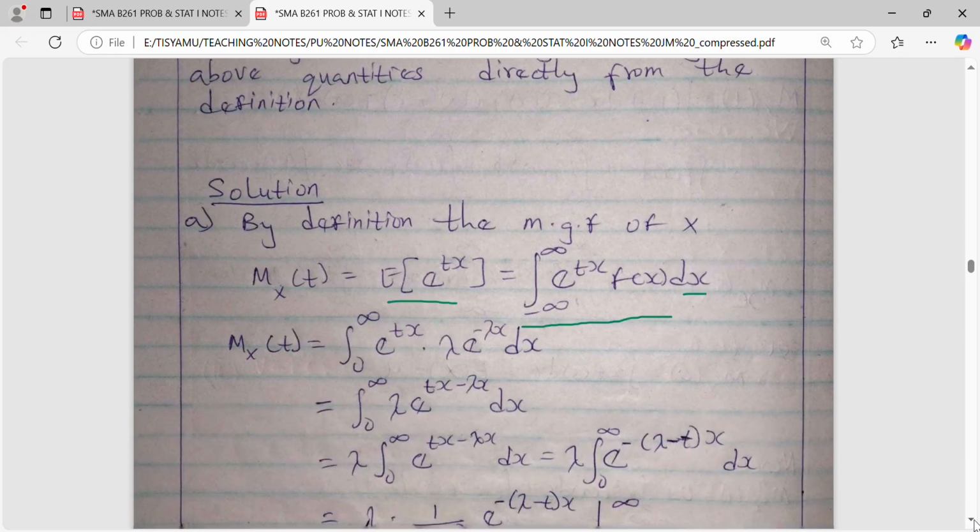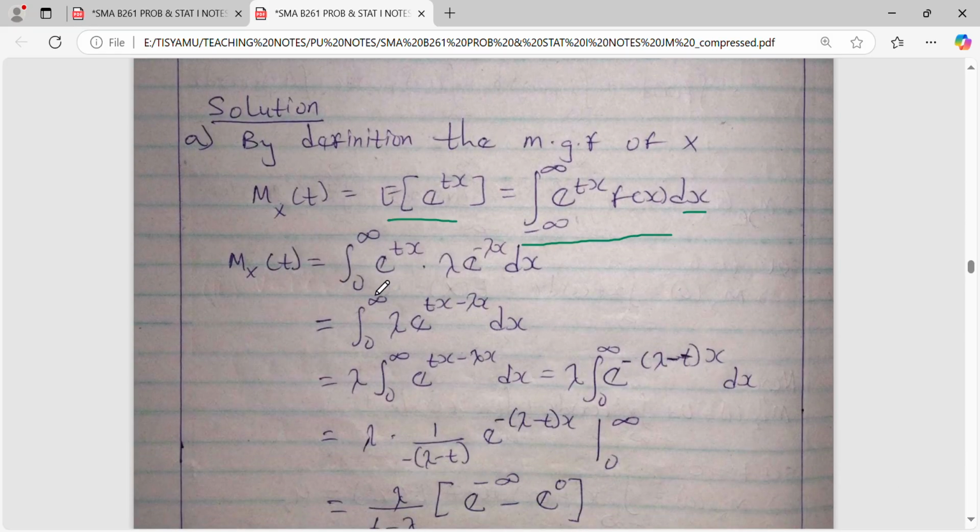So we substitute f of x, and we also substitute the limits, and therefore the MGF is given by the integral of exponential of tx times lambda times exponential of negative lambda x, integrated with respect to x from 0 to infinity. We are going to collect the exponentials together, and using the laws of indices which we learned, we rewrite this as the integral of lambda exponential of tx minus lambda x, with respect to x from 0 to infinity.